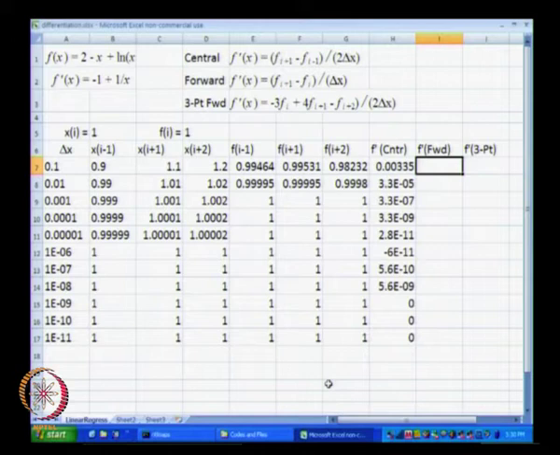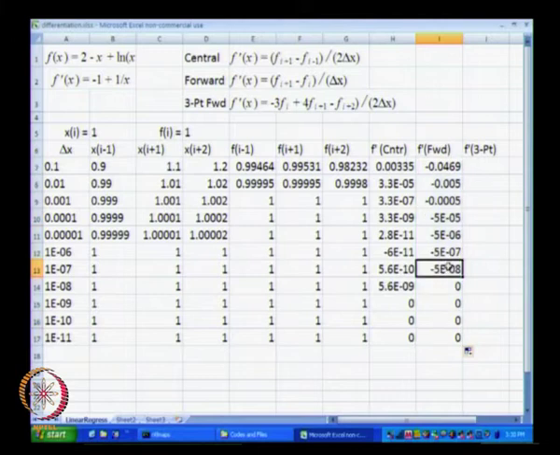Okay, so now our f dash using the forward difference method is going to be equal to f of I plus 1 minus f of I divided by delta x. Okay, and because f of I is not going to change, this green color cell has to remain the same when we drag the contents of this cell. I will put the dollar signs over there and I will just pull this downwards, and this is what we are going to get.